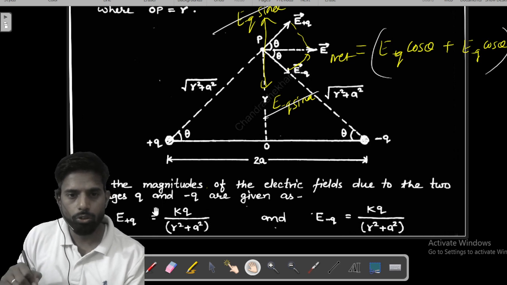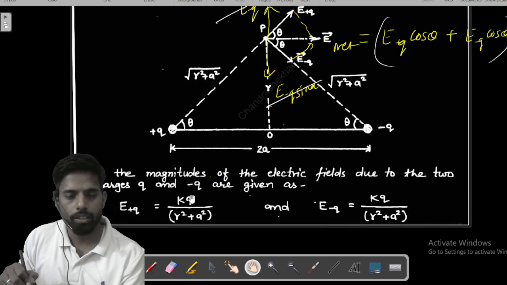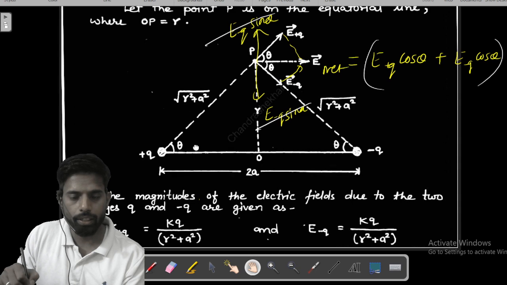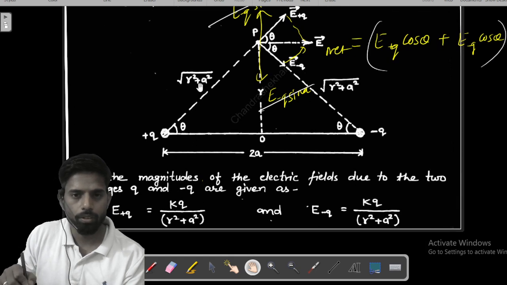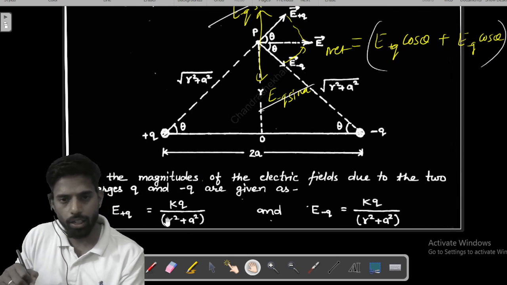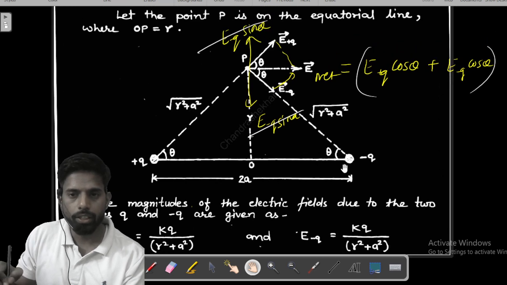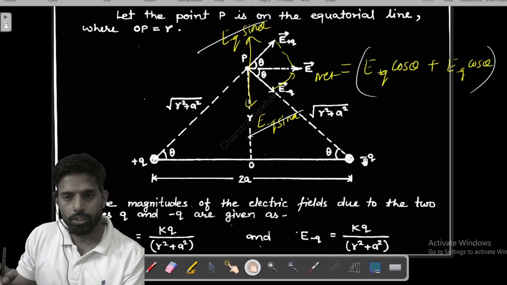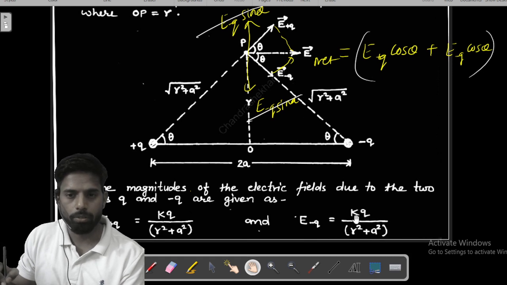So what is the value of E due to plus q charge? The formula for electric field is k times source charge upon distance square. So if you square this term, you will get r square plus a square. If you square this term, you will get r square plus a square. Similarly, due to minus q charge, in the same way we will get kq upon r square plus a square.